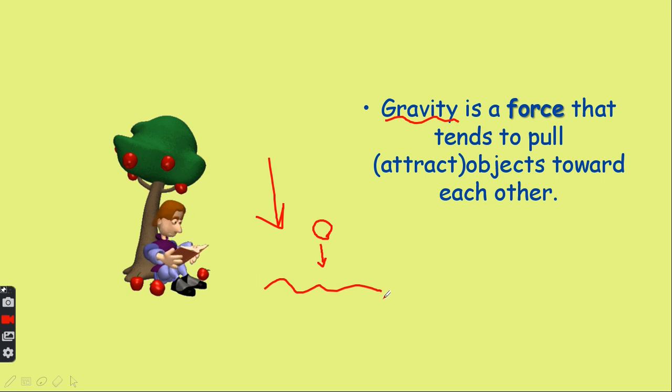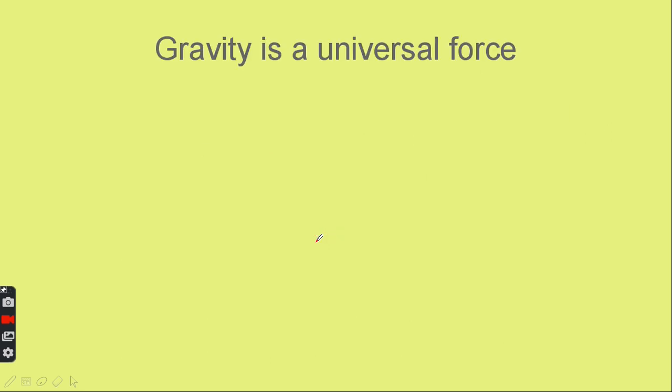But not only the earth, actually all objects have gravity force, a gravitational force. So they pull each other, they attract each other, but each object has a different force of gravity. Some of the objects have a bigger force of gravity, some of them have a smaller force of gravity. It depends on the mass, and we will learn this in the upcoming slides. So gravity is a universal force. What is the meaning of universal force?